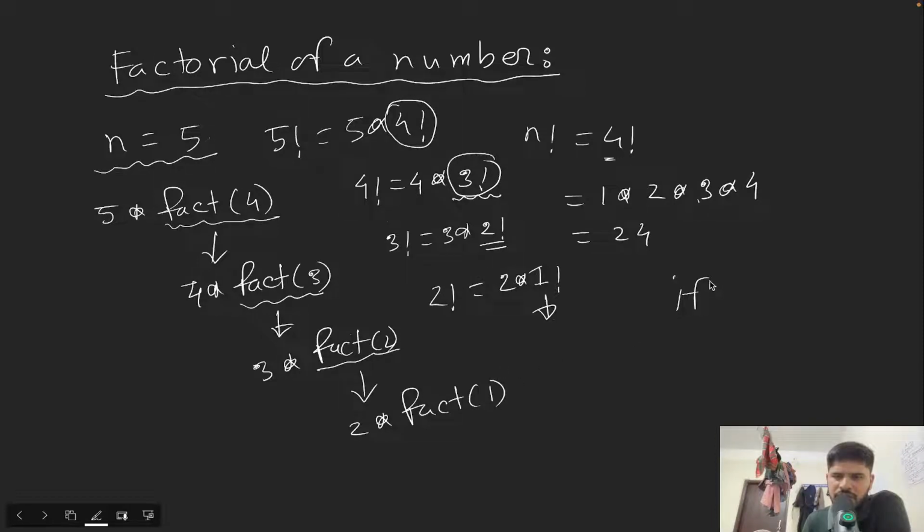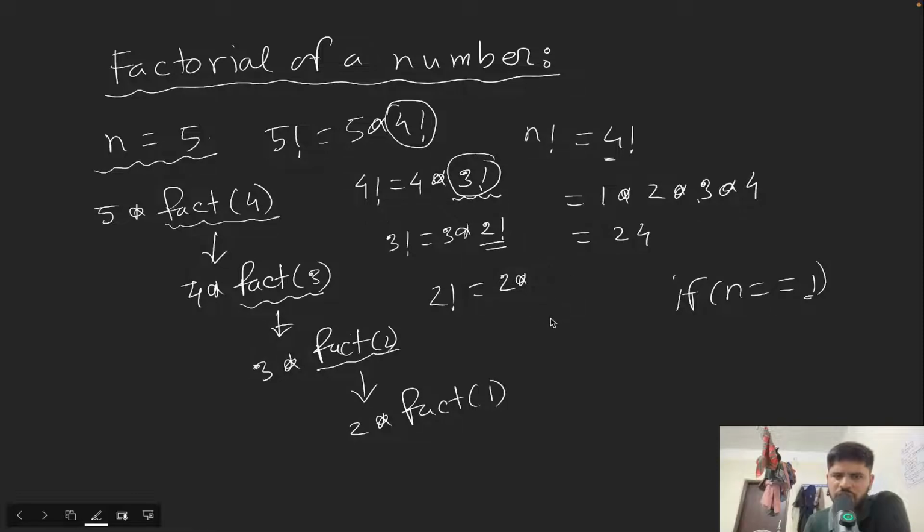If we want to make this 1 our base case, we can do that. We know that the value of 1 factorial is 1. So we can just stop here. We know this is our base case. Now I'm just going to return 1 here instead of this.